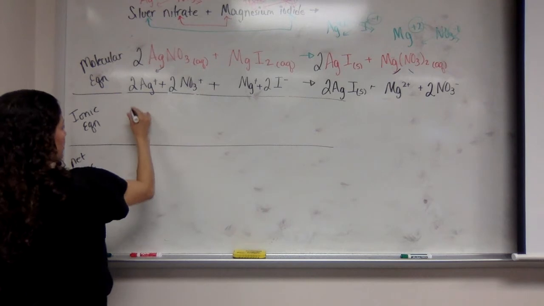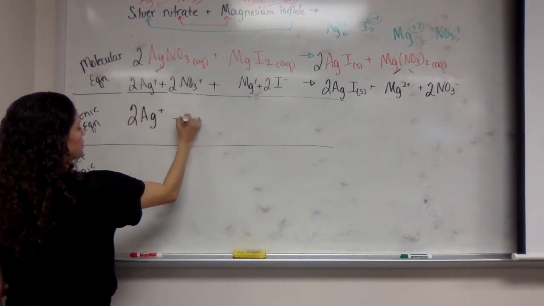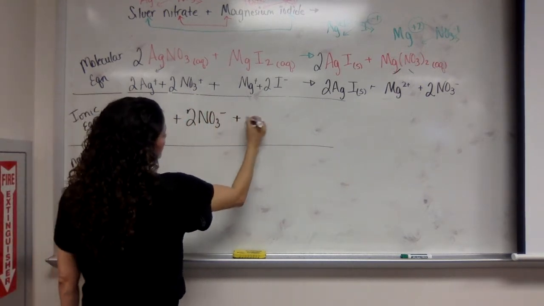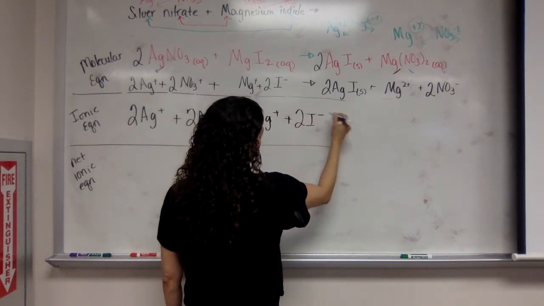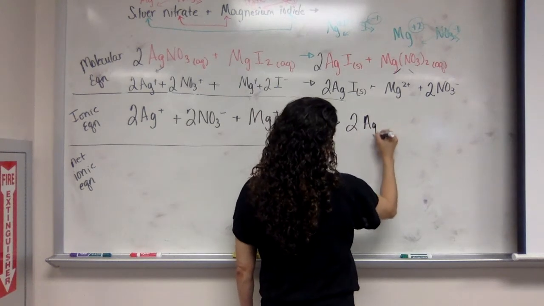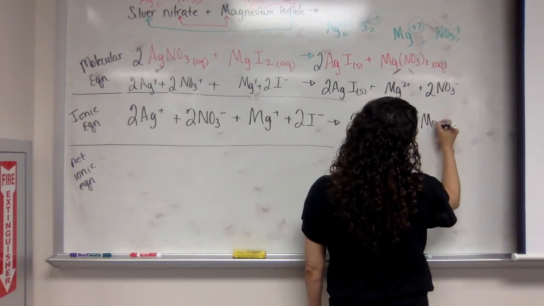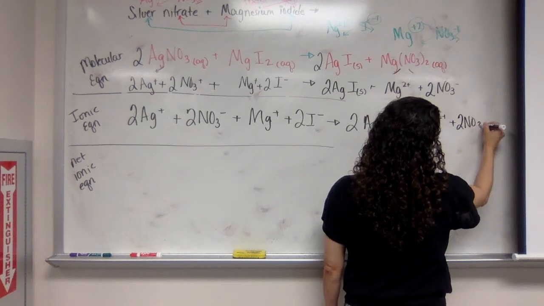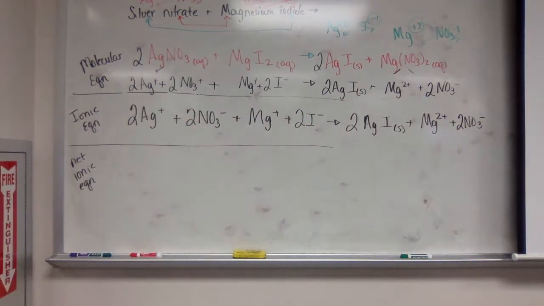I'm just going to write it down here nice and clean. So I have 2Ag plus, 2 nitrate ions, plus magnesium ions, plus 2 iodine ions, reacts to produce 2 silver iodides, that's solid, plus magnesium ion plus 2 nitrate ions. Okay, so that is going to be my ionic equation.